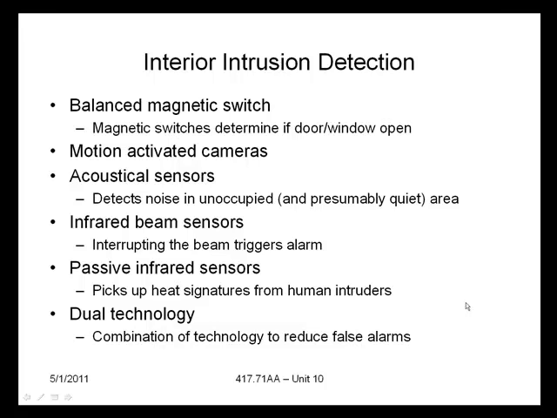Anyway, dual technology is a combination of technology to reduce false alarms. Infrared sensors may pick up heat signatures from things that aren't human intruders. Beam sensors may be broken by things that are innocuous, that don't indicate an intruder. Acoustical sensors may detect noise from something that has nothing to do with a human being in the area, an object falling off a desk or something. If you use multiple technology, you tend to reduce false positives and tend to reduce wasted effort on the part of your security guards.